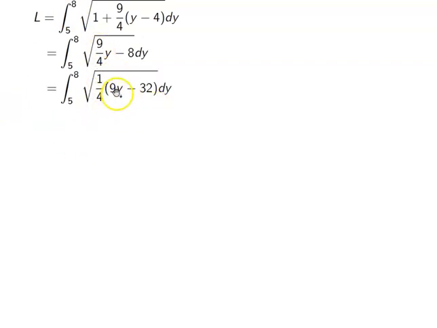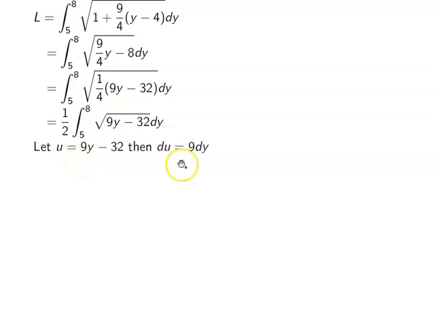So if I pull out a 1/4, this is 9y. Pulling out a 1/4 from this means I multiply it times 4, so you can check just by multiplying this back. So the square root of this is 1/2. And so now we have the square root of 9y minus 3/2. Let's go ahead and make a u substitution and we'll differentiate both sides. So du will be 9 dy.